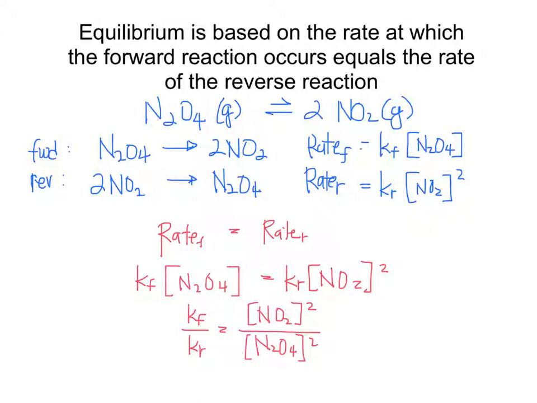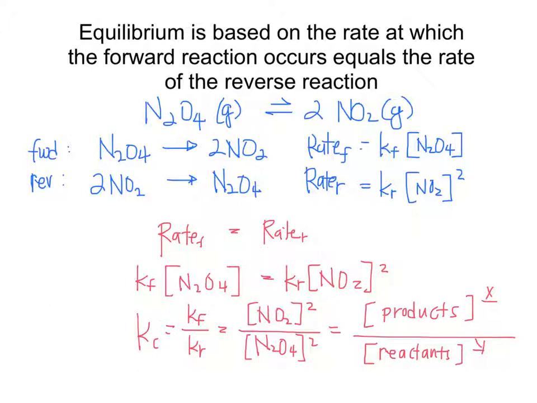Now you will notice that I have Kf divided by Kr, because I divided both sides by Kr, and divided both sides by N2O4, and I get this constant. And here, the K's are going to be equal to my equilibrium constant. And this is how you would pretty much set the equation up. It is going to be the concentration of the products to whatever exponent, divided by the concentration of the reactants to whatever exponent.